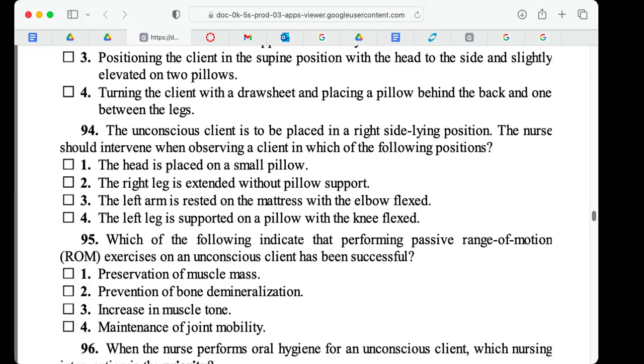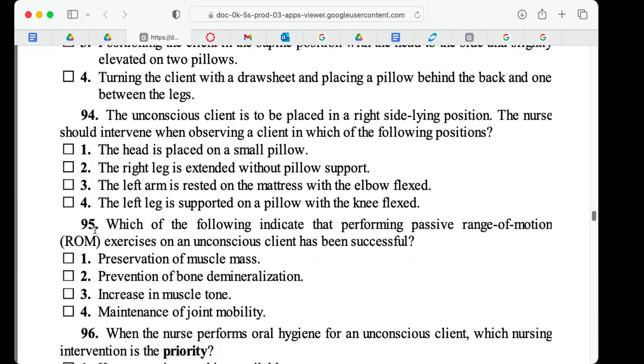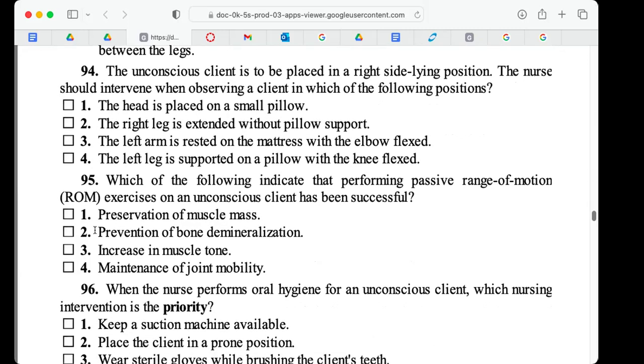The client is not in proper body alignment because the elbow of the arm is touching the mattress. Yeah, it's touching the mattress. So that's the problem. Another weird question, but just something to think about in questions: they don't want bony prominences not supported with a pillow.